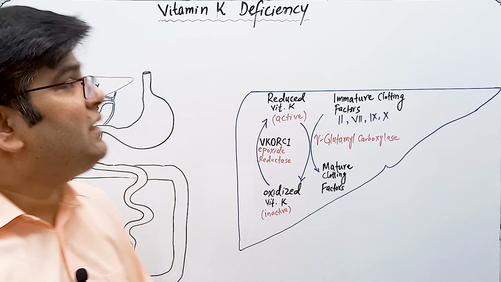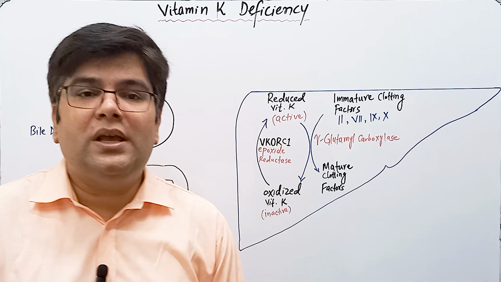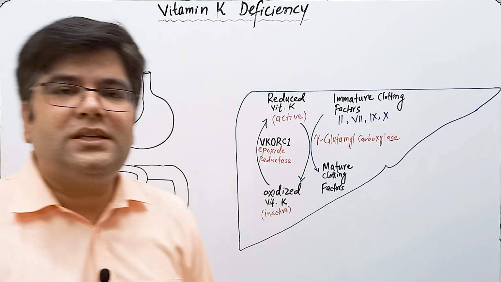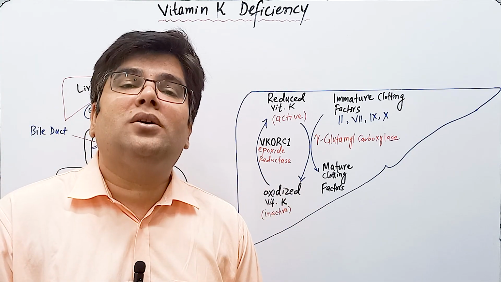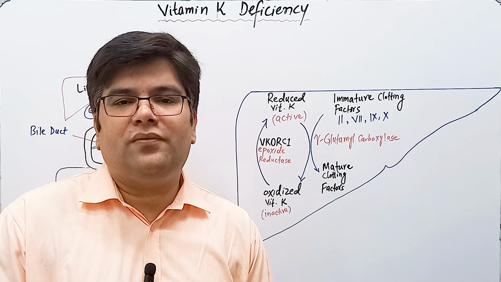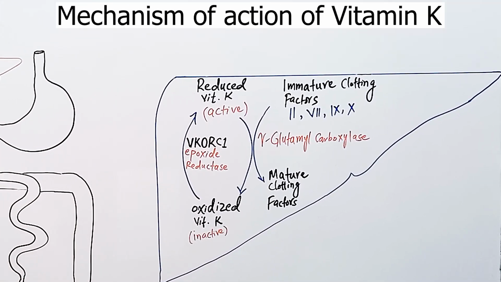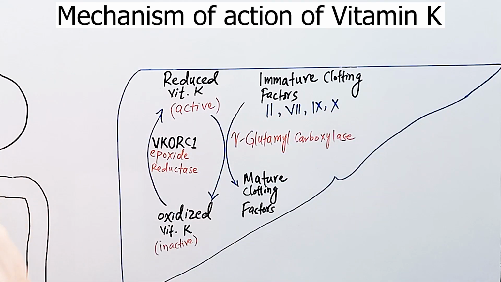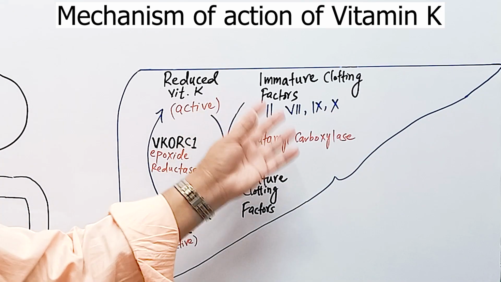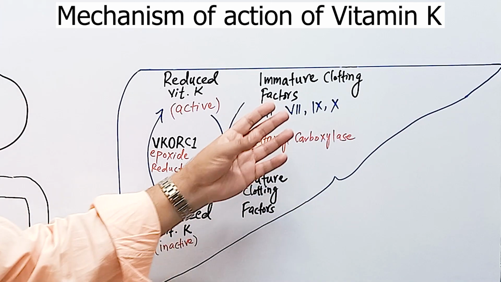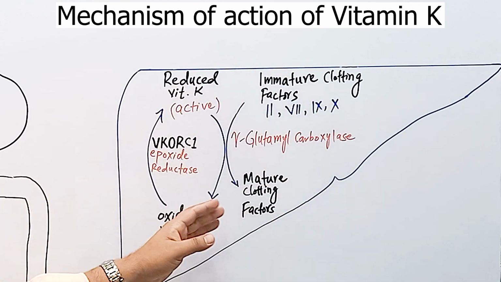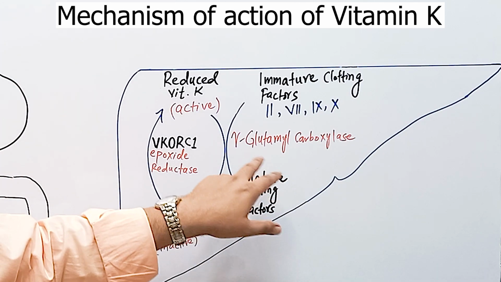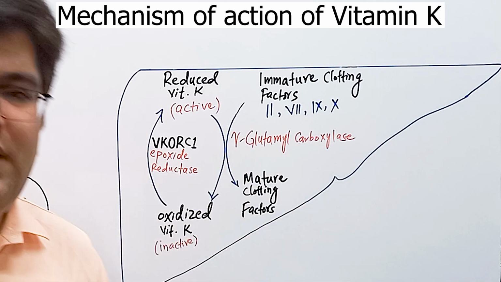As you know that vitamin K is a fat soluble vitamin, and this is essential for liver to synthesize four important clotting factors, and these clotting factors are clotting factor number 2, 7, 9, and 10, which are synthesized in immature form. These immature clotting factors are to be converted into mature clotting factors in the presence of an enzyme which is called gamma glutamyl carboxylase enzyme.